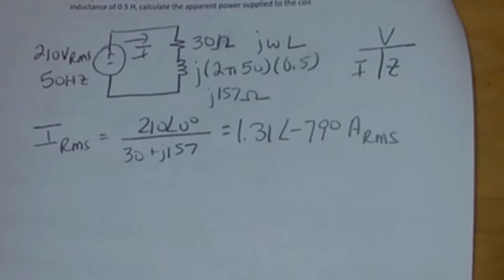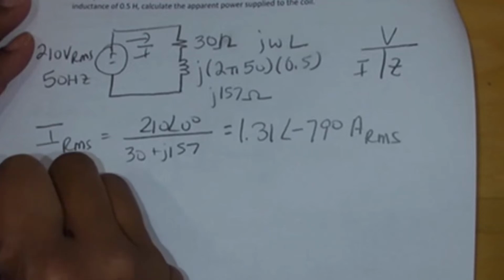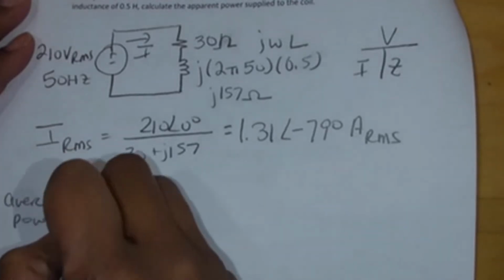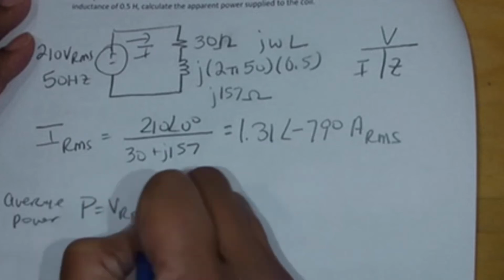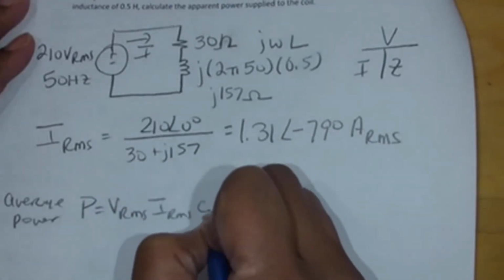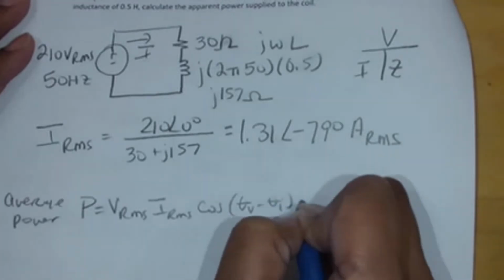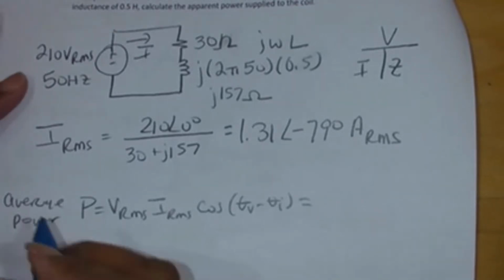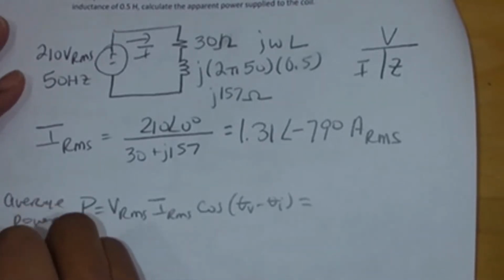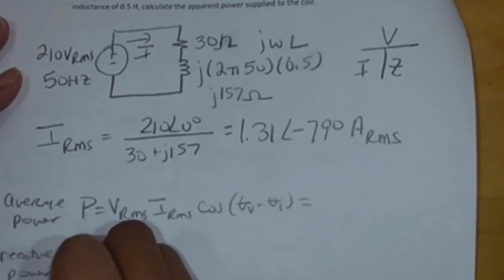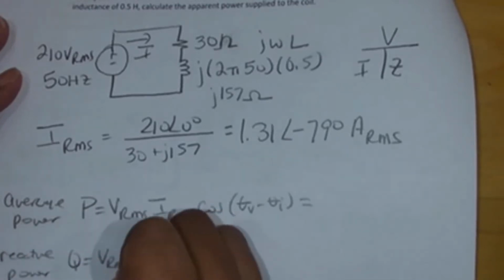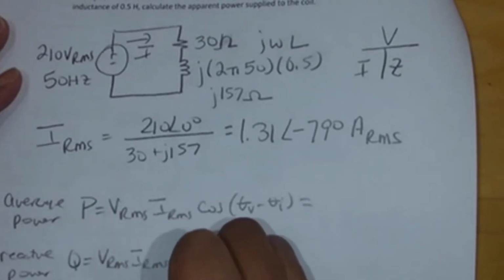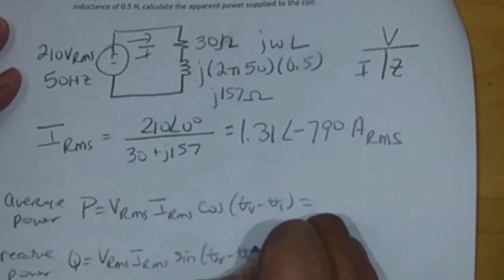Now I need to find the power delivered to the coil. I'm going to find the average power, reactive power, complex power. The average power is P equals VRMS IRMS cosine of theta V minus theta I. Reactive power is Q equals VRMS IRMS sine of theta V minus theta I.